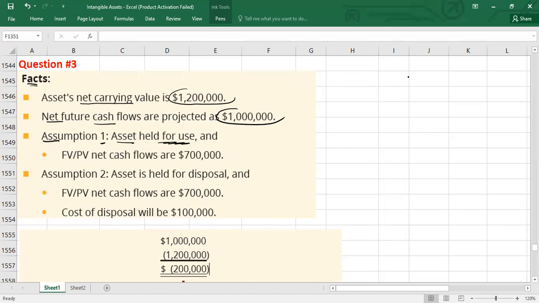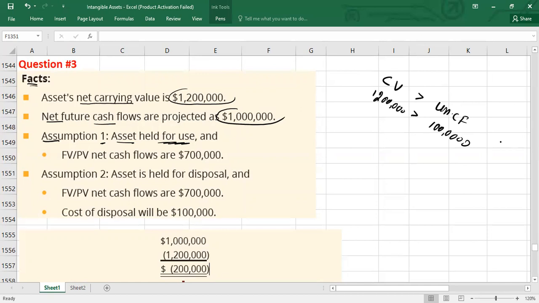If the asset is held for use, how to calculate the impairment loss? I'm assuming there is an indication of impairment, and I will apply the recoverability test, which is carrying value must be greater than its undiscounted cash flows. Carrying value here is 1.2 million. I'm solving if the asset is in use. This is what we already studied. So it's greater than undiscounted cash flows of 1 million, so it means there is an impairment.